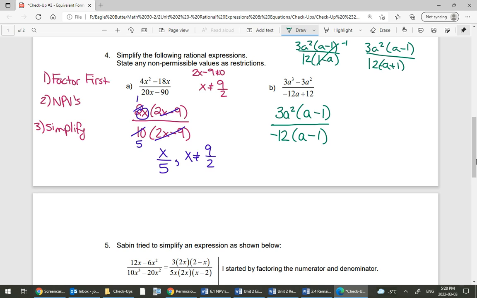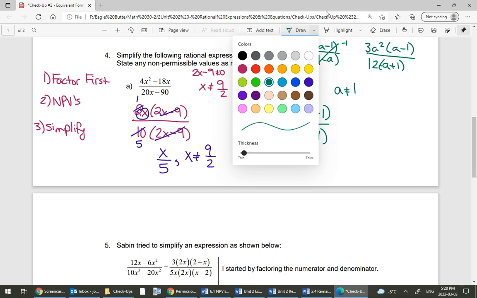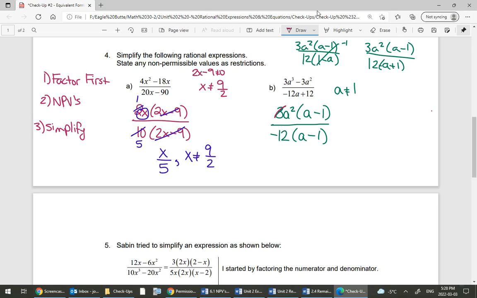We've got this fully factored. Our NPV, a cannot be 1. And then we're going to cancel. 3 over negative 12 is negative 4. So 1 over negative 4. A squared stays put, and these are gone. So we're left with a squared all over negative 4, and a cannot be 1.